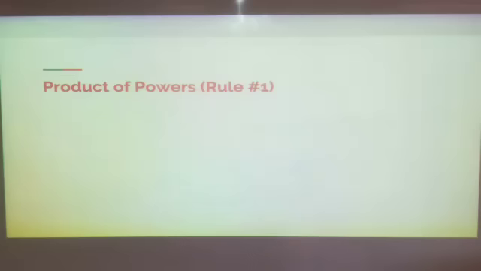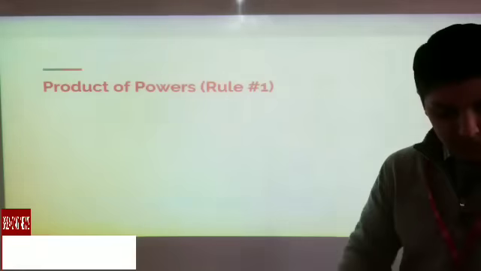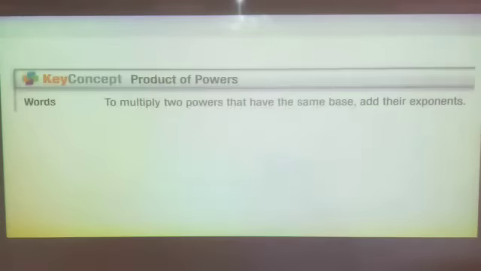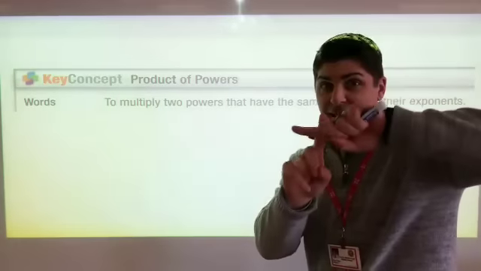Here's your first rule. I've kind of designed this so it's 3 basic rules. So here's your first one. When you multiply two powers that have the same base, you need to add their exponents.